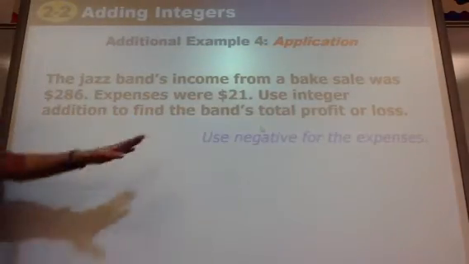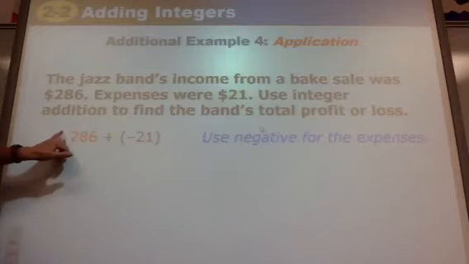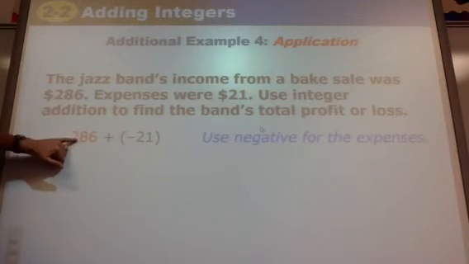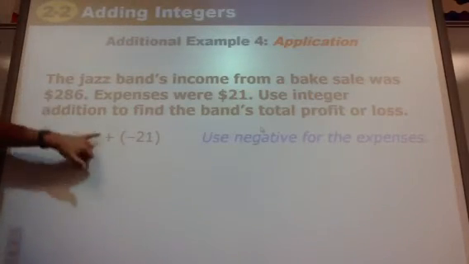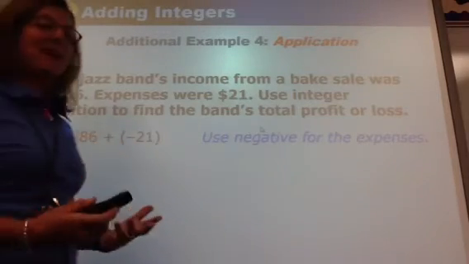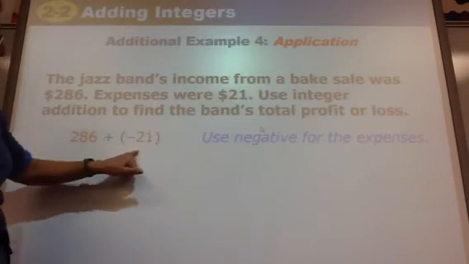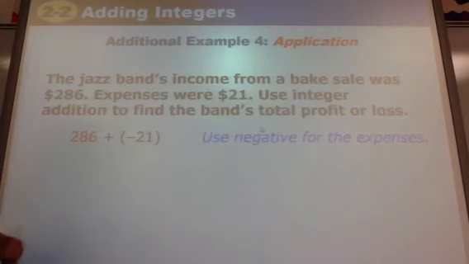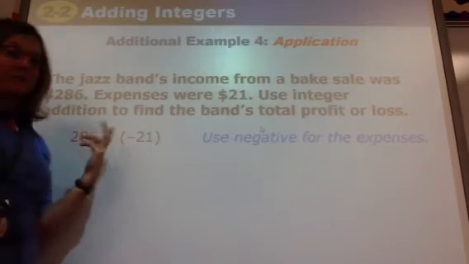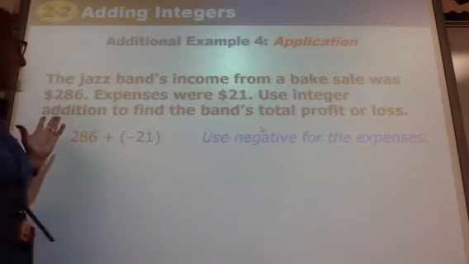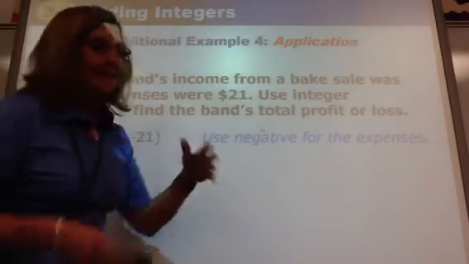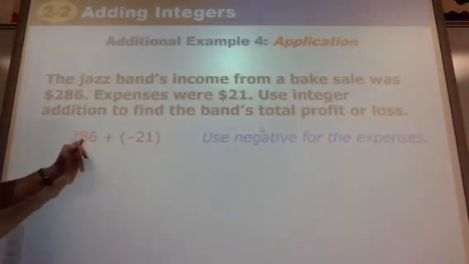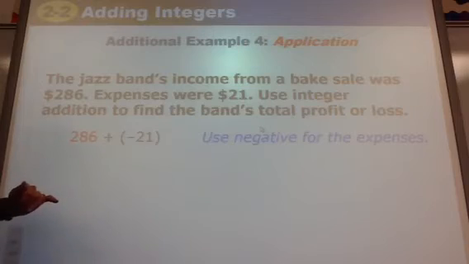Okay, so we're going to use negative for expenses. So we're going to write 286, which is how much they earned, and then we're going to add -21, which is how much they spent. And that is their expenses, so it's negative. Now we can look at this two ways. If you look at it on a number line, you're going to have to go from 0 to 286, which is going to take you a long time. My suggestion is to use holes and piles.